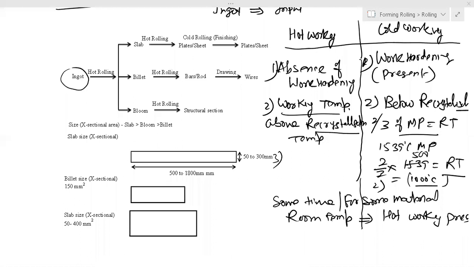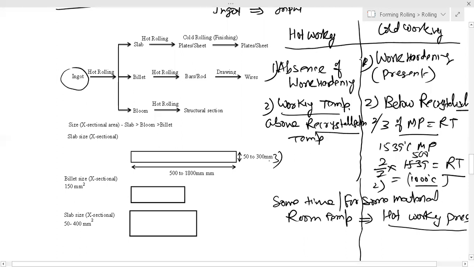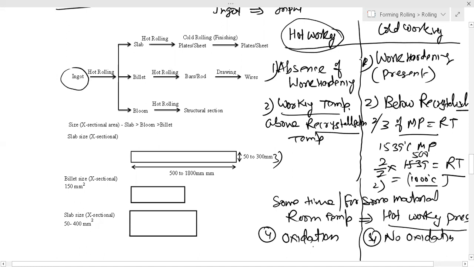we should not divert. For some metals, room temperature is a hot working process. Again, in the hot working process, the fourth point is oxidation. In cold working there will be no oxidation, but in hot working it will be at a higher temperature, and at that higher temperature iron will react with the atmosphere, and because of that oxidation, a rough surface will form.